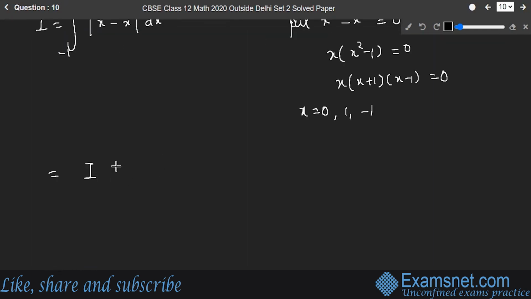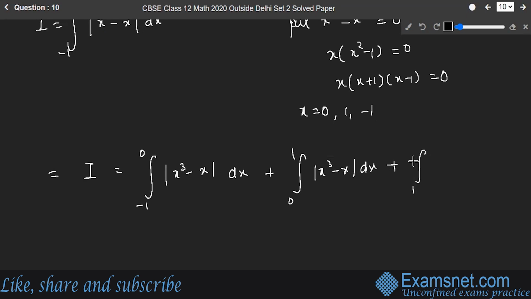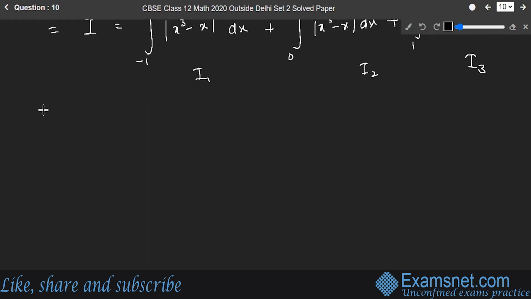So now this I will become the integral from minus 1 to 0 of x cube minus x dx plus the integral from 0 to 1 of x cube minus x dx plus the integral from 1 to 2 of x cube minus x dx. Let's say these are I1, I2, and I3. I'll solve all the three separately. Let's go for solving I1 first. So I1 is the integral with limits minus 1 to 0 of x cube minus x dx.